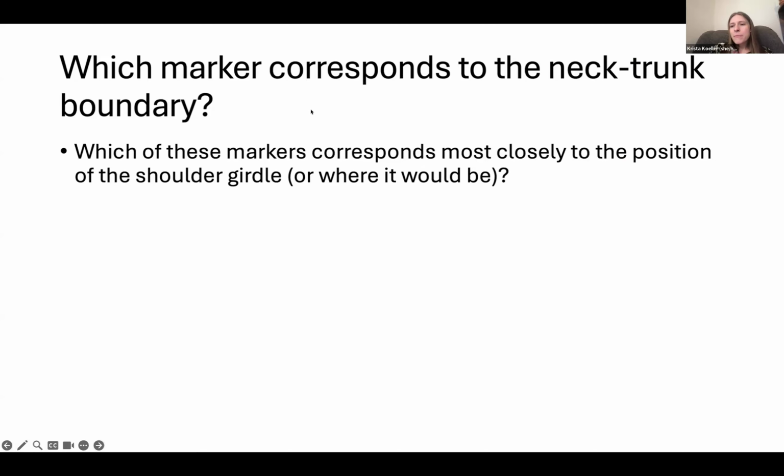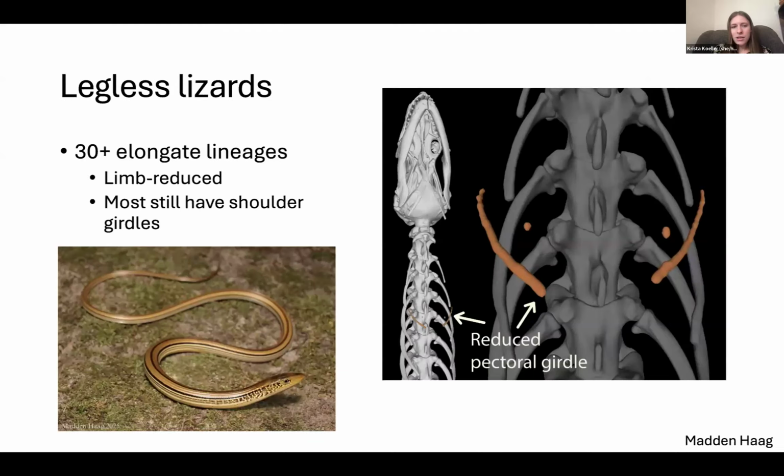Now, of hypopophyses and the geometric morphometric determined boundary, how do we figure out which one corresponds to the neck-trunk boundary? And I used legless lizards. So snakes are just a type of lizard, and they aren't the only lizards to go legless. There are actually over 30 lineages that have independently evolved in elongate limbless form or limb-reduced form.